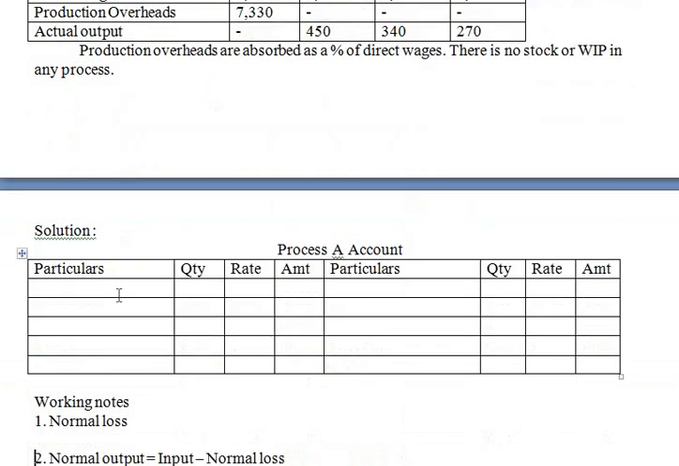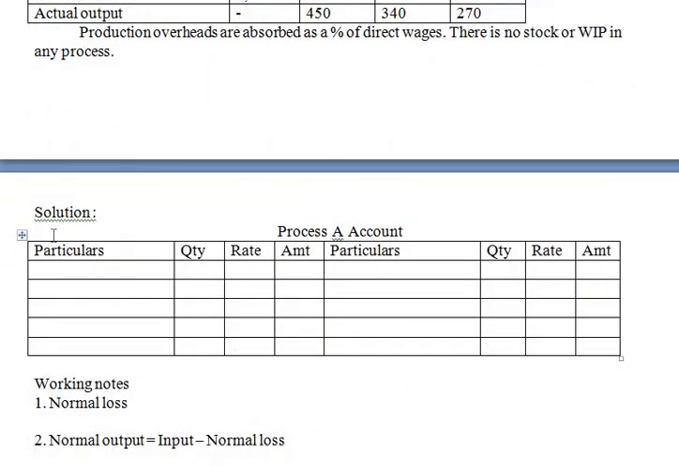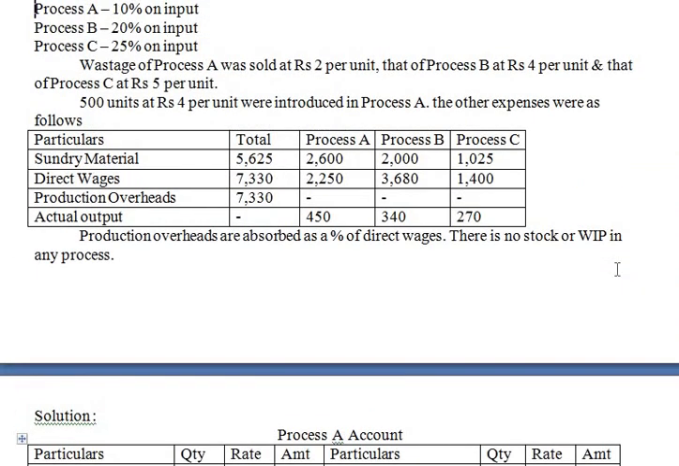Write down process A account, and these are the columns you need to prepare. Particulars, quantity, rate, amount, on the debit as well as the credit side. On the debit side we are going to show all the direct expenses. Now go through the problem. Sundry materials is given, so we are going to show that. As we are preparing process A account, we need to concentrate only on this column.